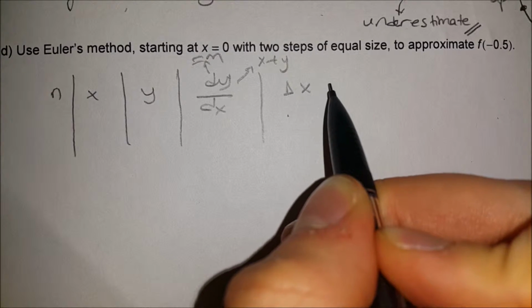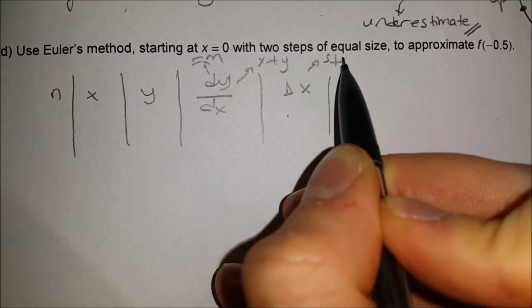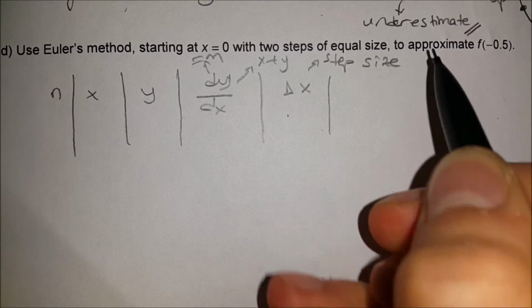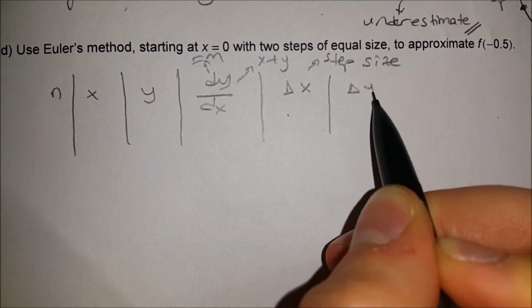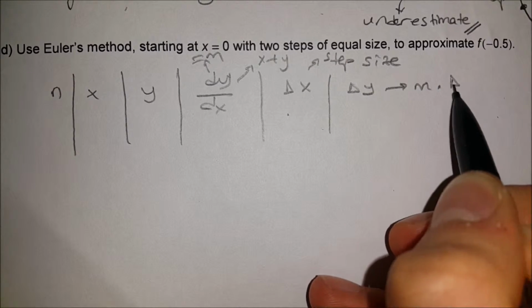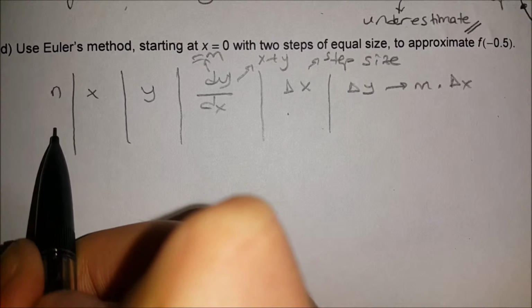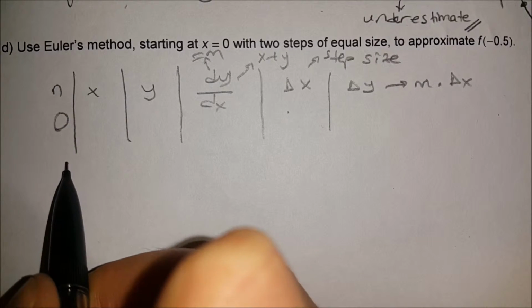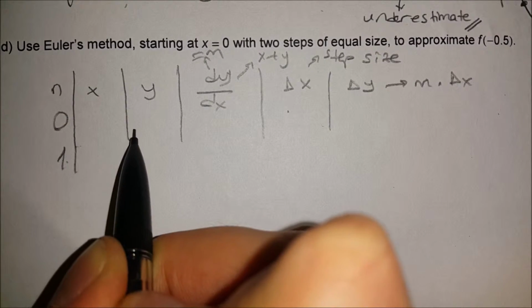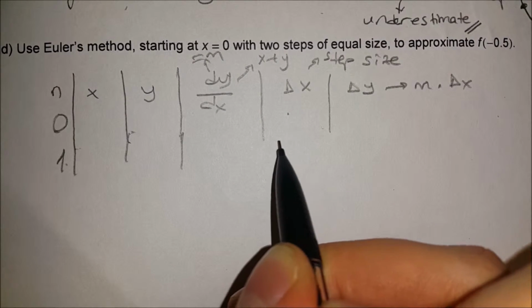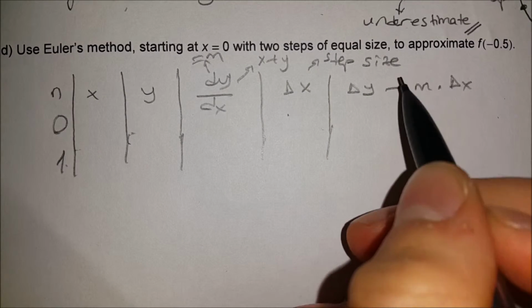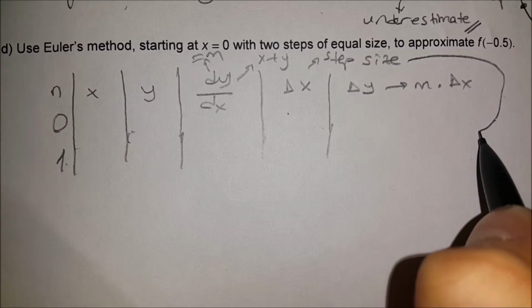So dy over dx is also equal to the slope, as we know, and as we were given in the equation, that is also equal to the value of x plus y. Delta x would be our step size, and delta y would be m, the slope, times delta x. So we will do this in 2 steps of equal size.